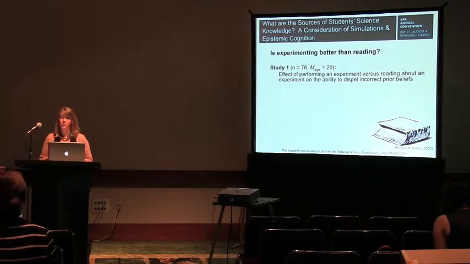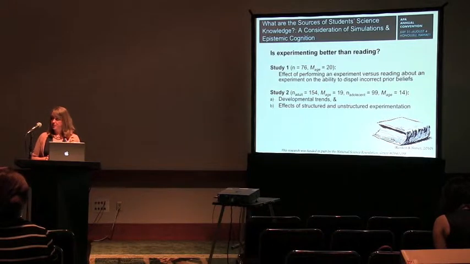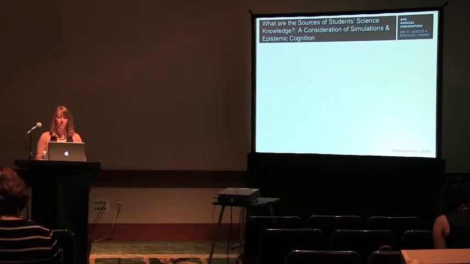The first study was just with undergraduates, a mean age of 20, there were 76 of them, and we were interested in the effect of performing an experiment versus reading about an experiment on the ability to dispel their incorrect prior beliefs. In the second study, we added an adolescent population, so these were 7th and 8th graders, and we looked at developmental trends by having an adult population too, or college undergraduate population, and then also looked at the effects of structured versus unstructured experimentation, so the kinds of experiments they were conducting.